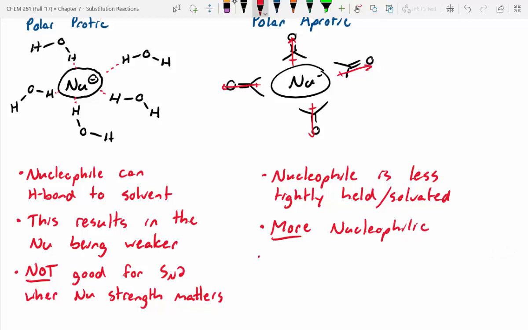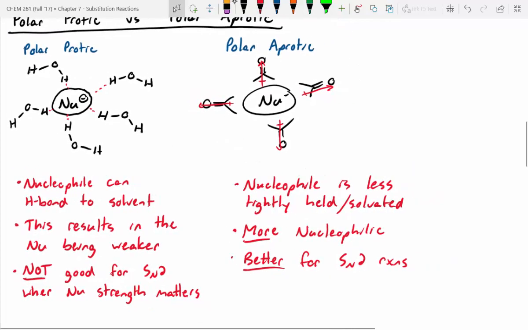Philic. And this is better for SN2. Does that make sense? It's a little bit weird to think about, but in this case, we don't want our nucleophile to hydrogen bond with the solvent because that stabilizes our nucleophile. We want a less stable nucleophile. Polar protic, not good for SN2.